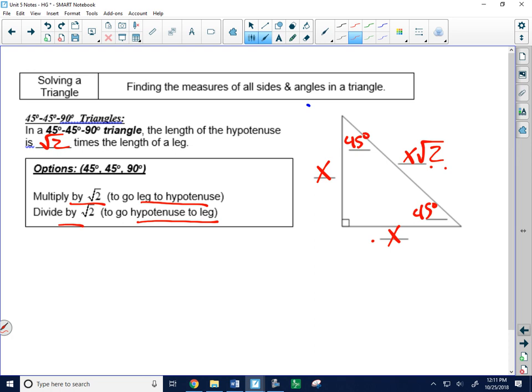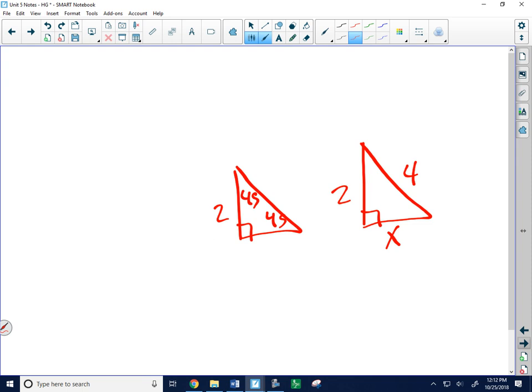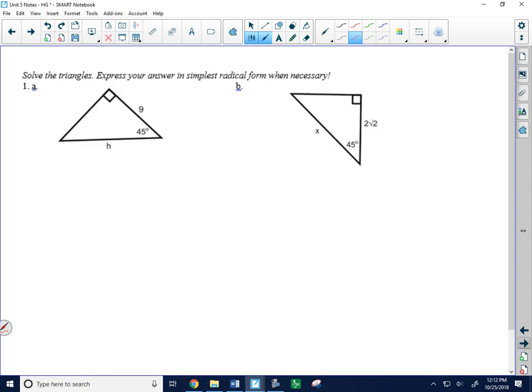So before we try some 45, 45, 90 examples, are there any questions in there I can clarify? Okay, so let's try. Next bit, here we go.